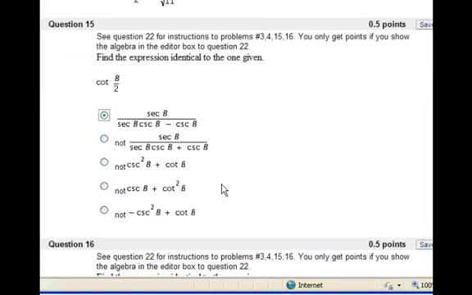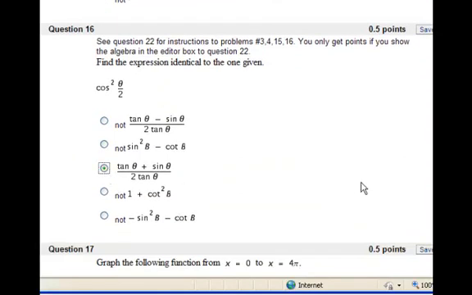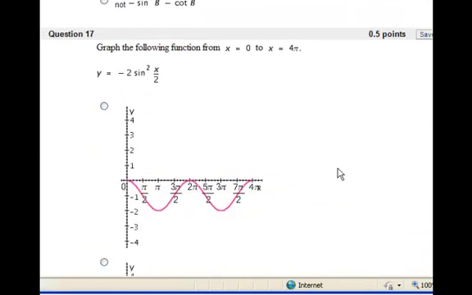And that's basically what a lot in chapter 5 is about. Same thing on number 16. Again, I give the answer away, and then you still have to show that. Okay, number 17, graph the following function from 0 to 4 pi, y equals negative 2 sine squared x over 2.